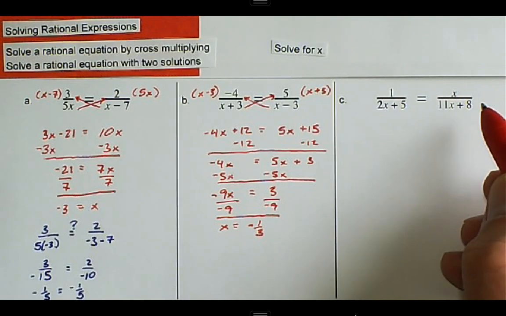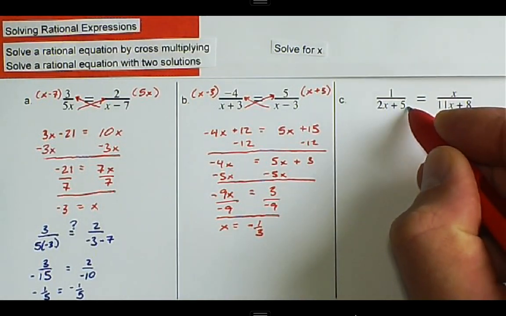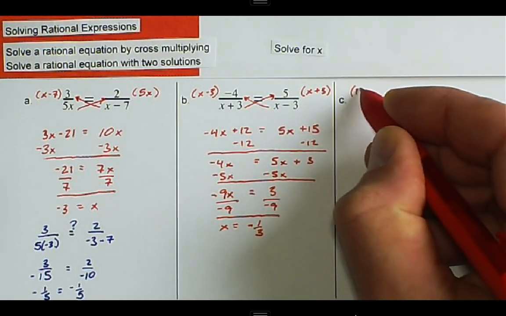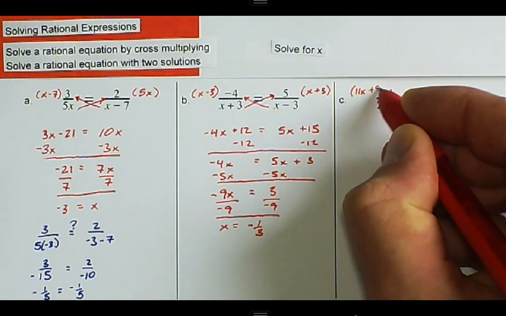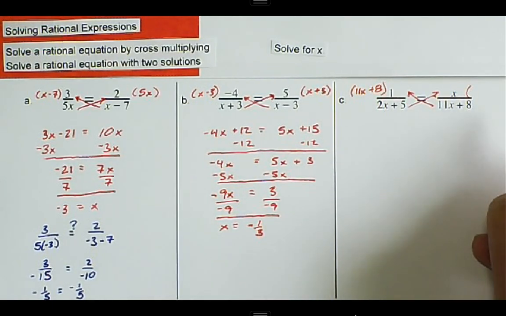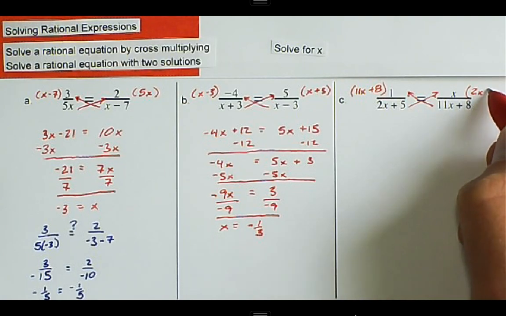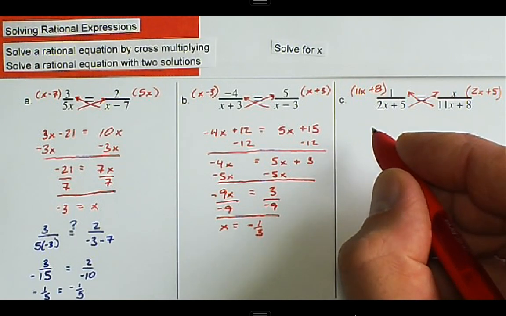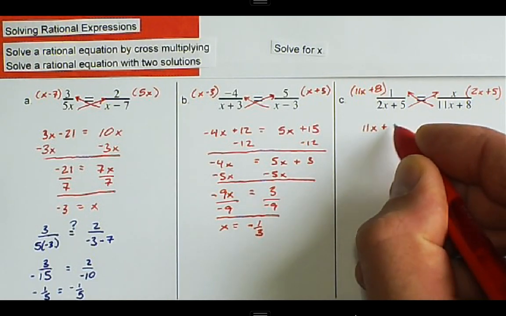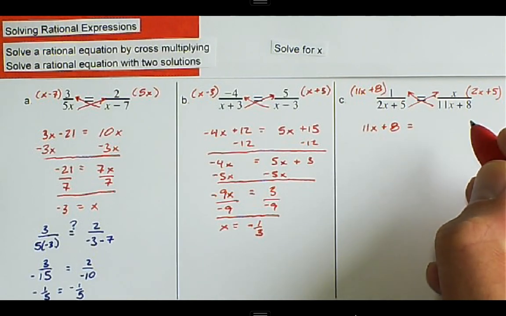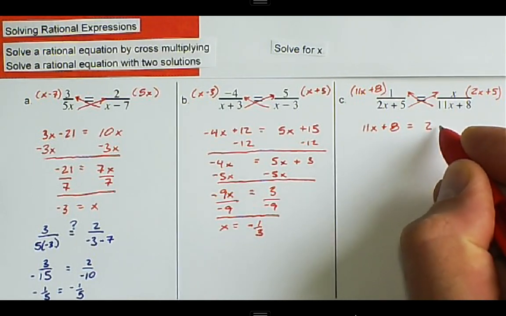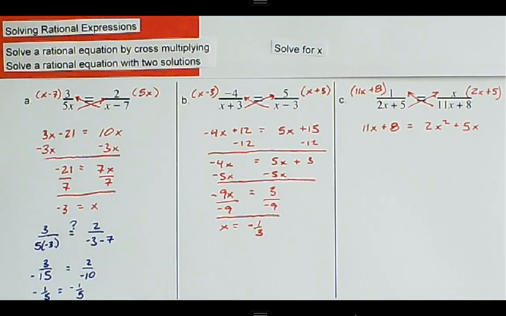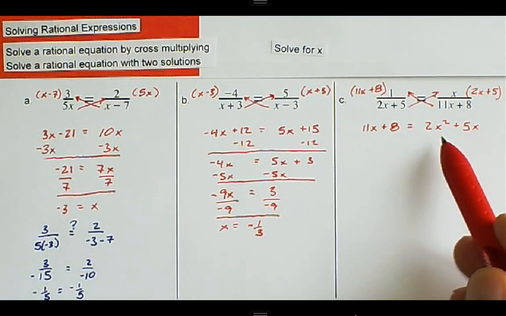We're going to do the same thing. We're going to cross multiply. So we're going to multiply by 11x plus 8. And over here, we're going to multiply by 2x plus 5. So we get 11x plus 8 is equal to 2x squared plus 5x. So in this case, we have a quadratic equation.